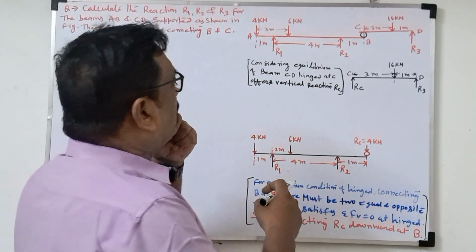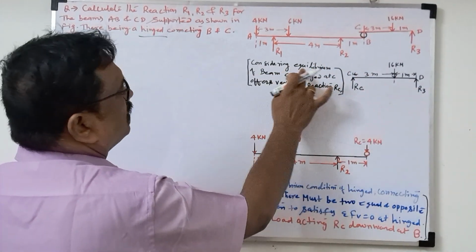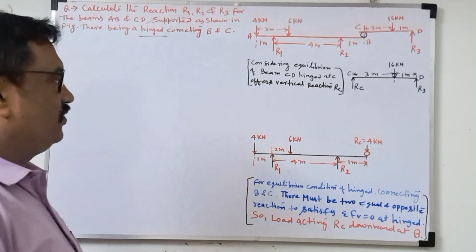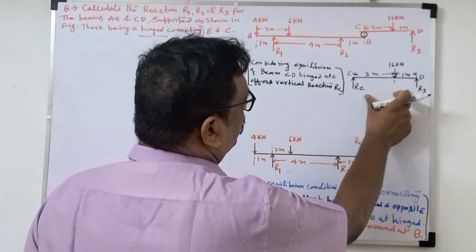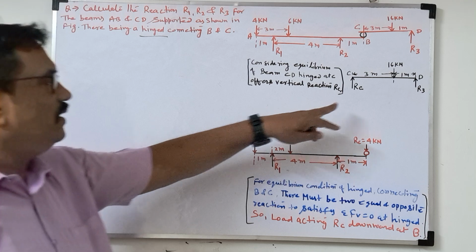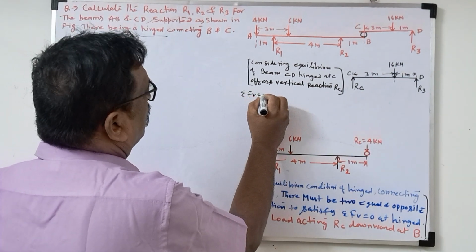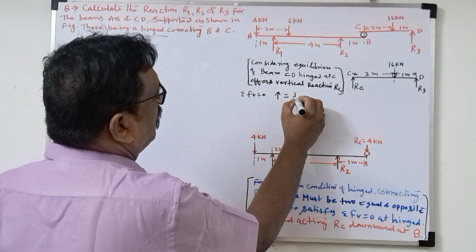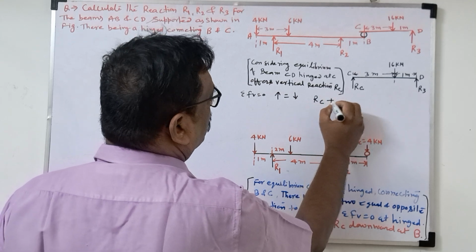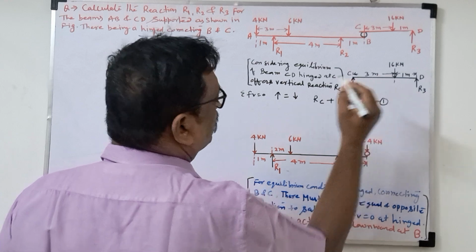So in the first step, we have taken CD here. RC I already wrote here, considering the equilibrium of the beam CD, the hinge at C offers a vertical reaction RC. So now we'll find the support reactions here. As usual, we know how to find the support reactions. We have to use the two equilibrium equations. Sigma F equal to 0 is the first equilibrium equation. That means total upward force equals total downward force. So what is the upward force here? As you know, RC plus R3. Then the downward force is 16. Call this equation number 1.